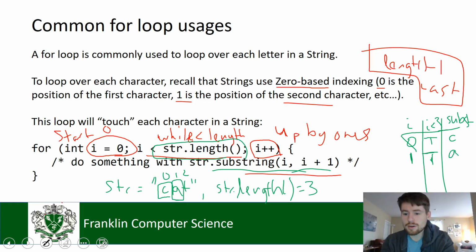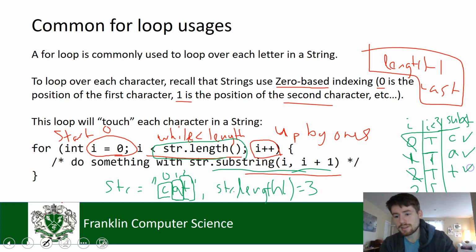Then we increment i up to 2. Is i less than 3? True. And we get the substring that's at 2, 3, which is going to be T. Then we increment i up to 3, and we now check is 3 less than 3, and that's false, and so we quit the loop. At that point, we'll have looked at the C, the A, and the T in the whole string.